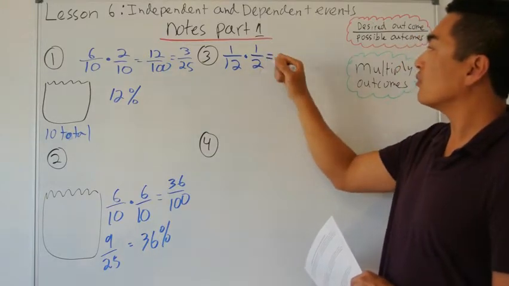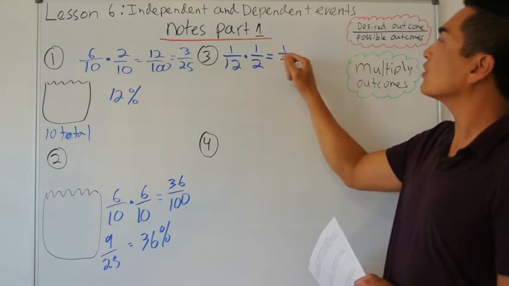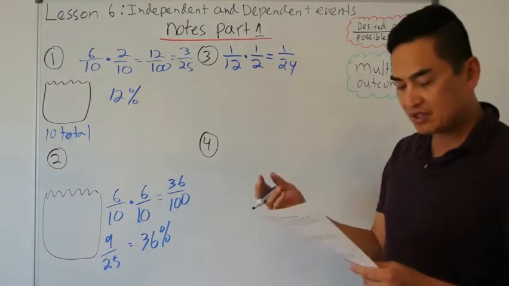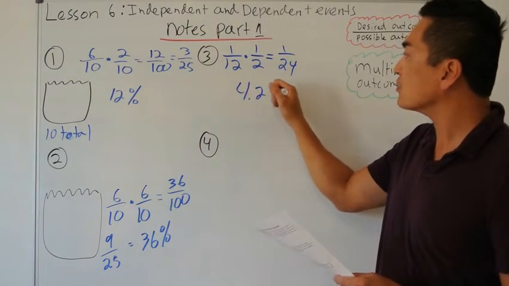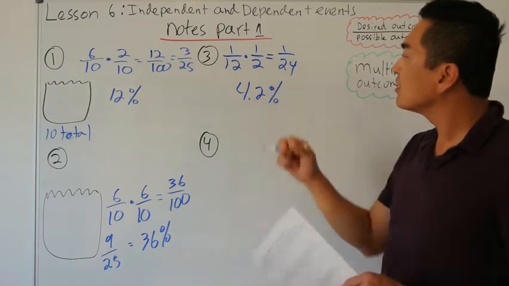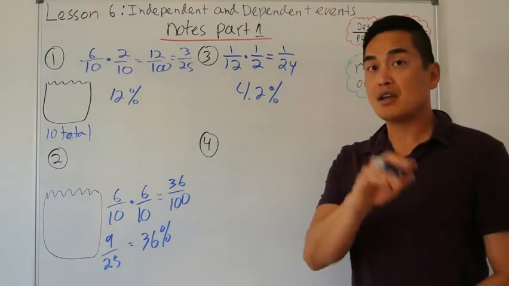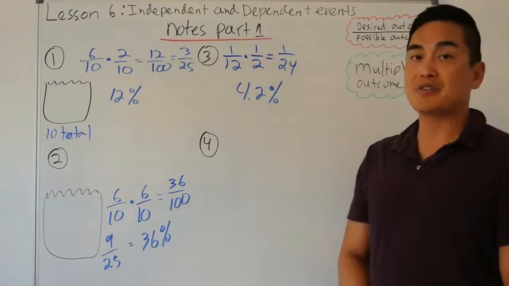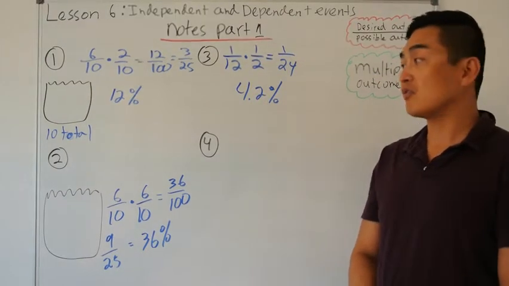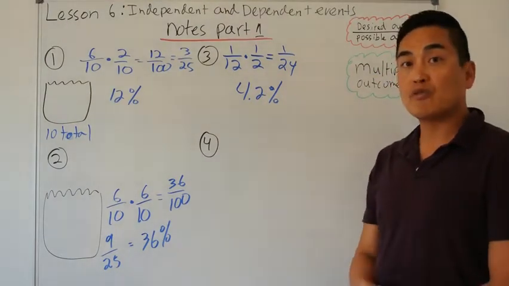Okay? Again, we're just going to multiply that. That will give you 1 over 24. That happens to be 4.2%. That's a very, very low chance of getting the 5th stairs and heads, 4.2%. Alright, so again, very difficult. Alright, let's go to number 4.